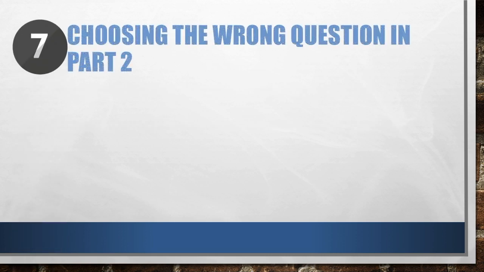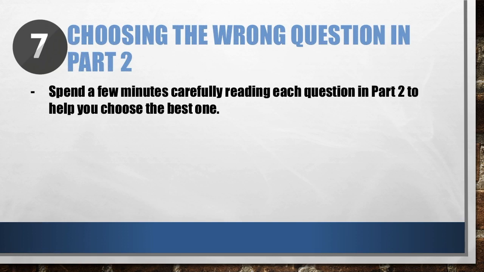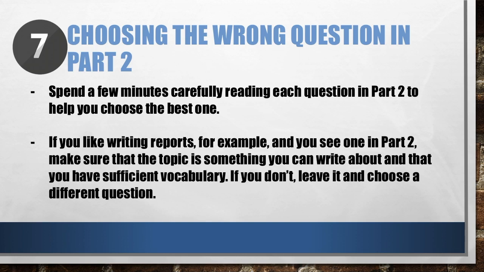Mistake number 7 is choosing the wrong question in part 2. You need to spend a few minutes carefully reading each question in part 2 to help you choose the best one. If you like writing reports, for example, and you see one in part 2, make sure that the topic is something that you can write about and that you have sufficient vocabulary. If you don't, leave it and choose a different question.